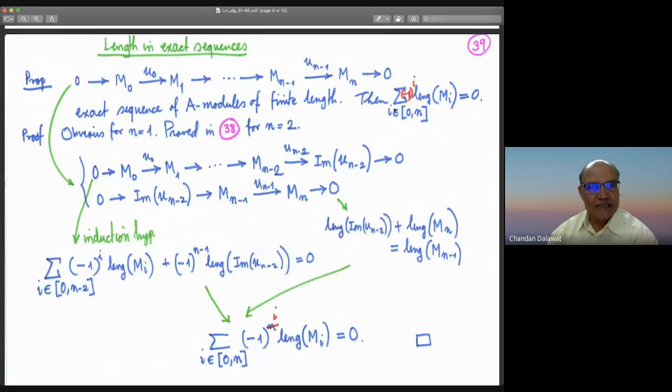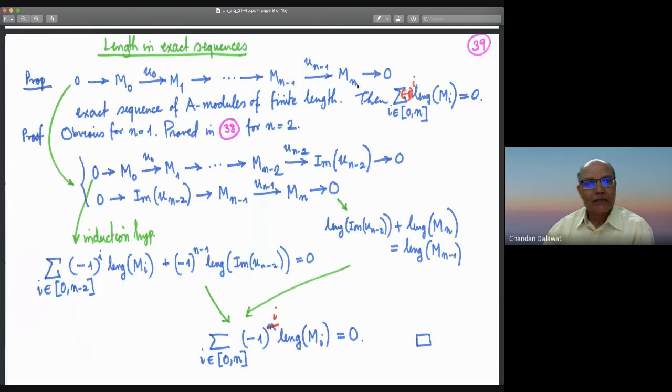I don't know whether you have seen something similar, which is the following. So instead of taking this exact sequence of A modules for some ring A, let's take an exact sequence of finite commutative groups.